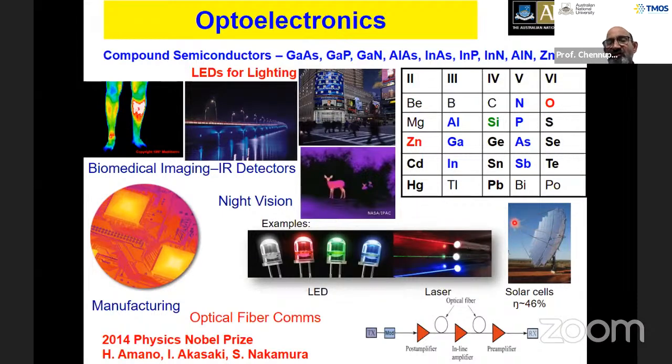There you want to have the most efficient solar cells, and that's where III-V semiconductor solar cells also play an important role. We work mainly on these III-V compound semiconductors, and I'll share with you how we are making use of them for making a wide variety of devices.